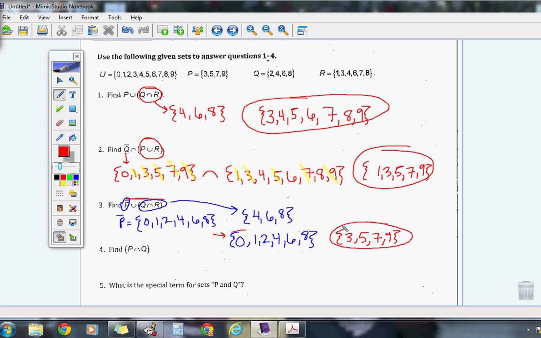Okay, so that would be the final answer to this problem. A little tricky, you just got to take it slow in progression. All right, so they're asking me to find the intersection of P and Q. Well, if I look here, I got 3, 5, 7, 9. And I look at Q, I got 2, 4, 6, 8. We pretty quickly see that there's nothing.